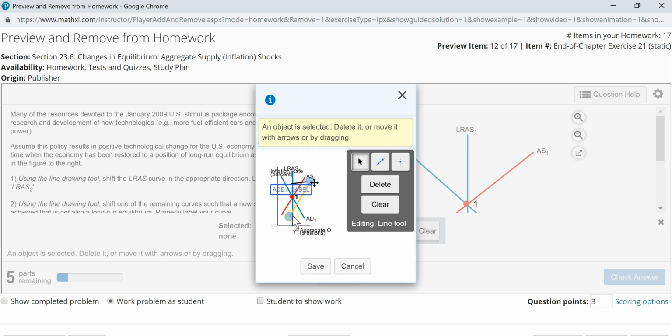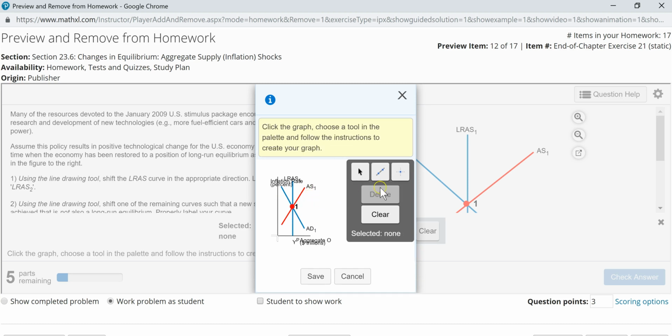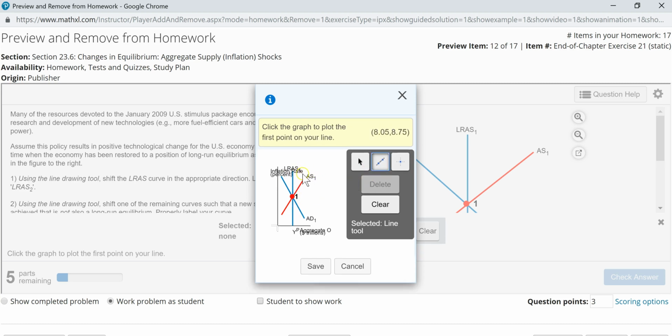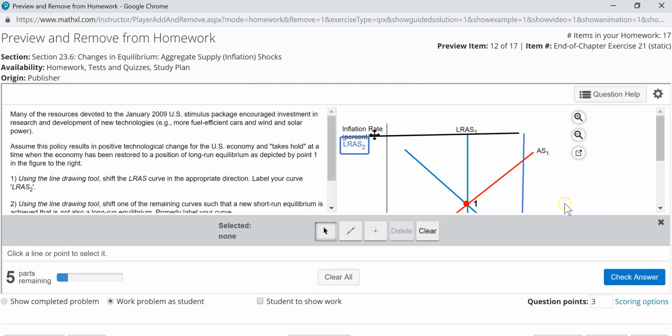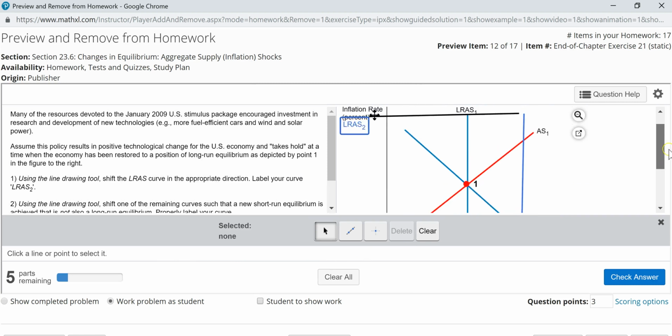I guess this is wrong. So I need to move the long-run aggregate supply, not the short run. So I need to move here. So yes, this is the label. This is the long-run aggregate supply. So that's it, and so that's the first part.